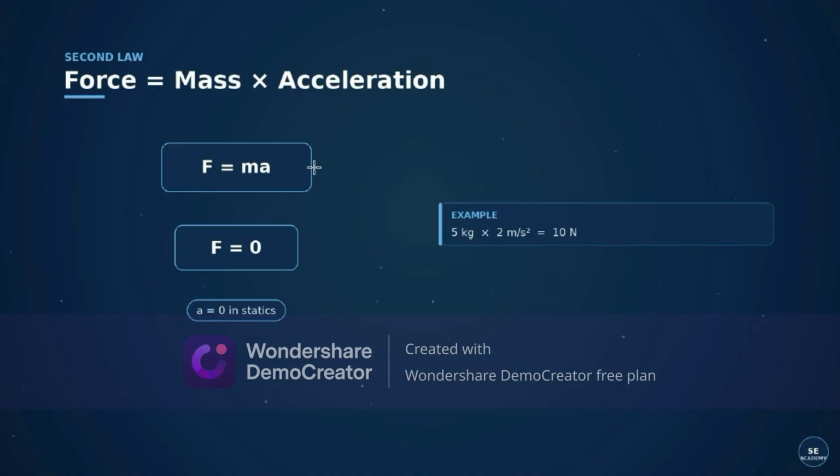Here is a simple example. We have been given the mass to be 5 kg and the acceleration to be 2 meters per second squared. So we find that the force is equal to 10 newtons. But in statics, acceleration is equal to 0, so the force is going to be equal to 0. That's the second law of motion. Let's go to Newton's third law of motion.